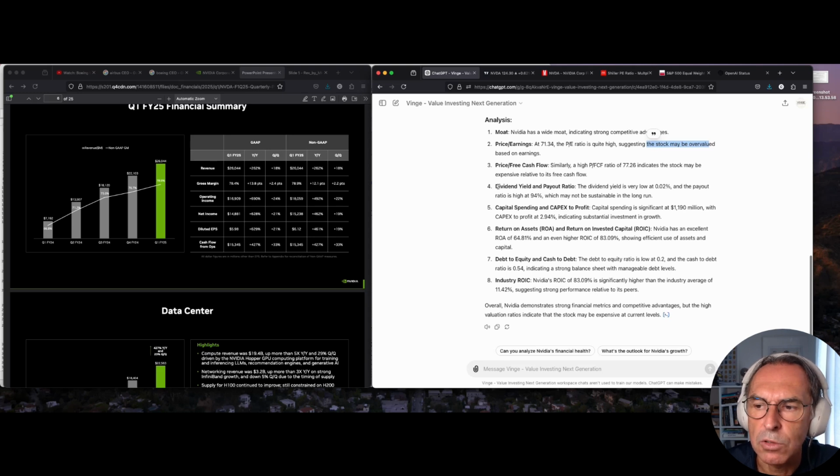They don't provide any dividends. Capital spending is pretty low. They spend 1.2 billion. Return on assets is very high, so the profitability is extremely high.